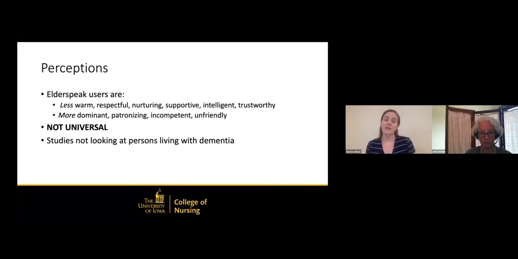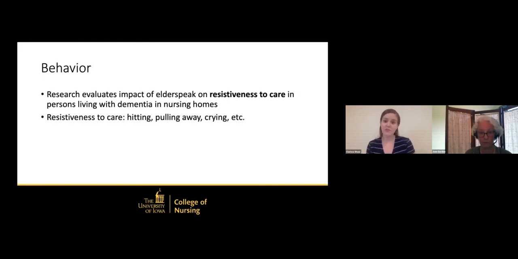However, a lot of residents in nursing homes have some sort of cognitive decline, and in these studies, it's hard to ask them what they perceive elderspeak as. So instead, there's been a subset of research that looks at the specific behaviors of persons living with dementia to see how they respond to elderspeak. In these studies, they've looked at the resistiveness to care of residents. That includes behaviors like hitting, pulling away, crying, screaming, and yelling. These studies look specifically at whether, if elderspeak is used, a patient is more likely to become resistive.